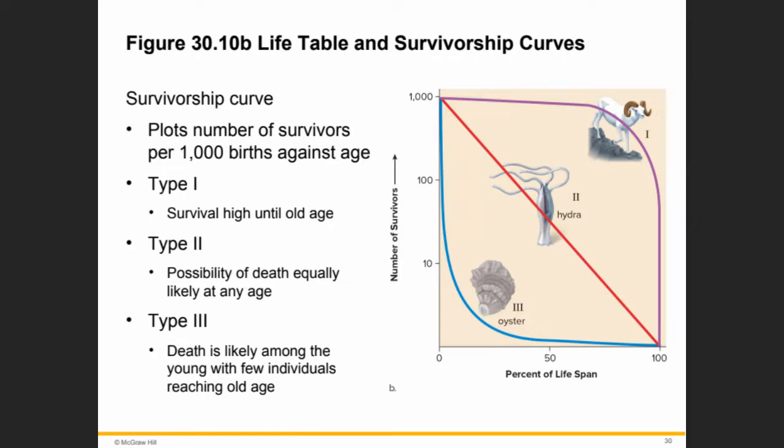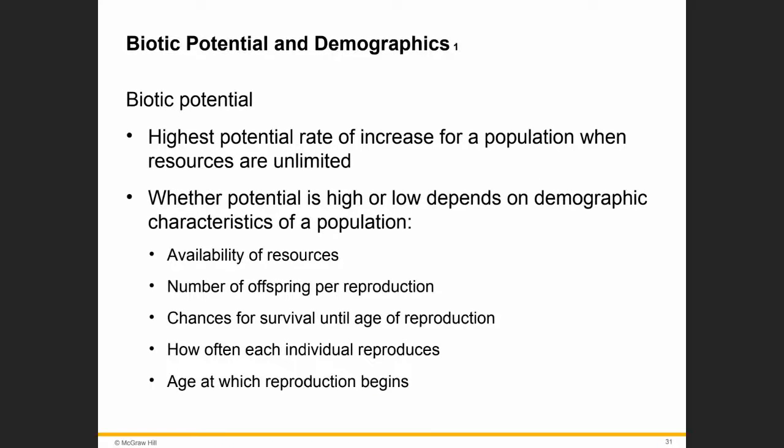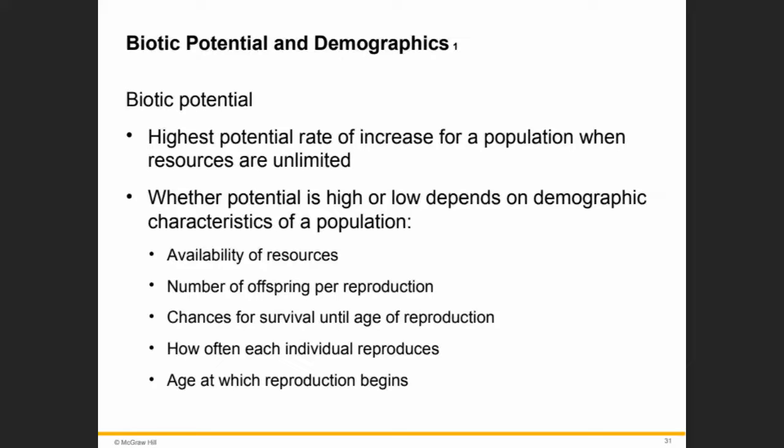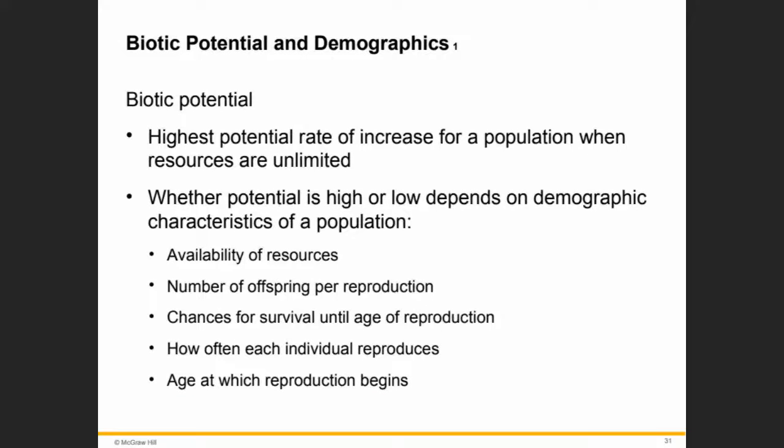What's meant by an organism's biotic potential? It's the maximum rate of population growth with unlimited resources. This is the highest potential rate of increase of a population where resources are unlimited. Whether the potential is high or low depends on the demographic characteristics of the population: availability of resources, number of offspring per reproduction, chance of survival until age of reproduction, how often each individual reproduces, and age at which reproduction begins.